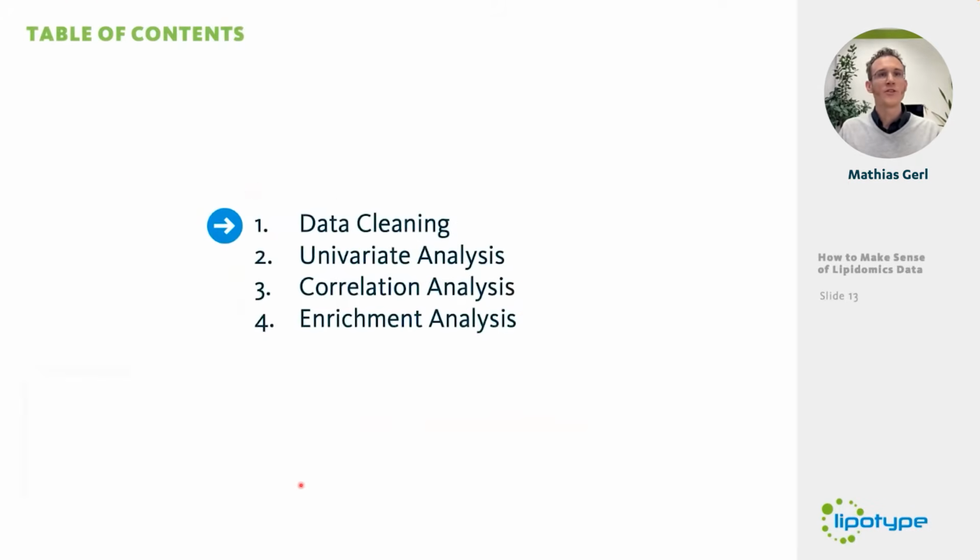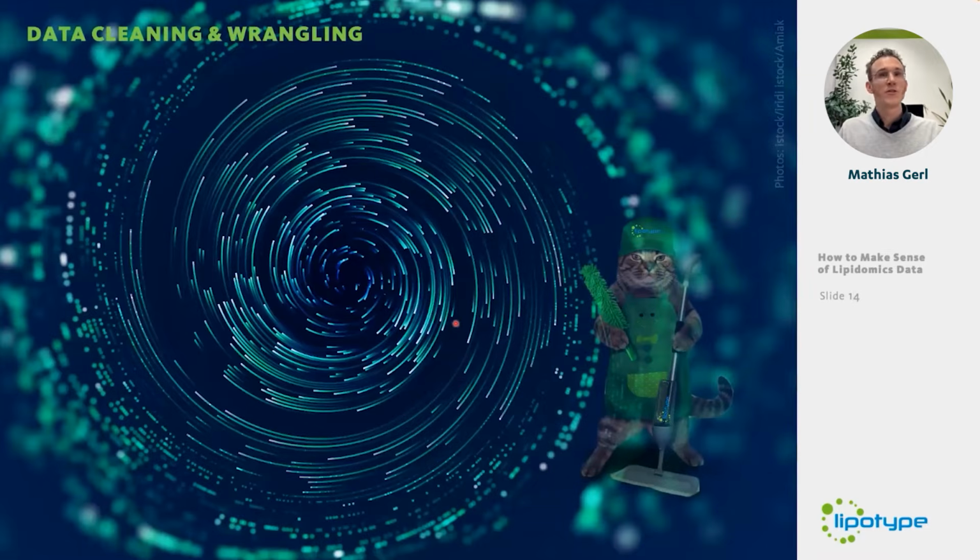What we're going to look at today is 4 steps. We do a little bit of data cleaning, data wrangling, then univariate analysis, correlation analysis, and we look also a little bit into enrichment analysis. So this is about data cleaning. The lipotype cat does that.